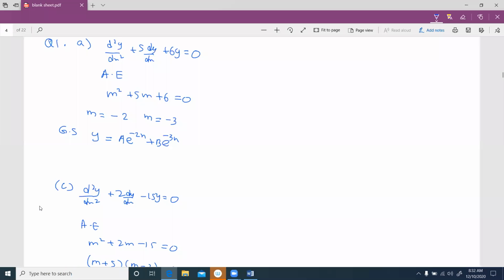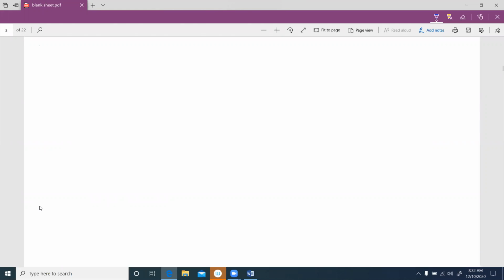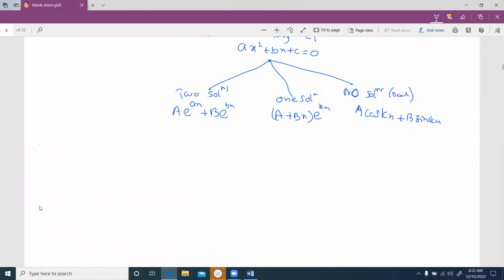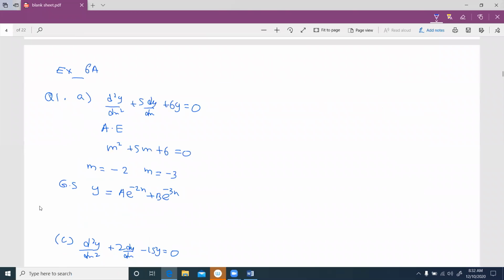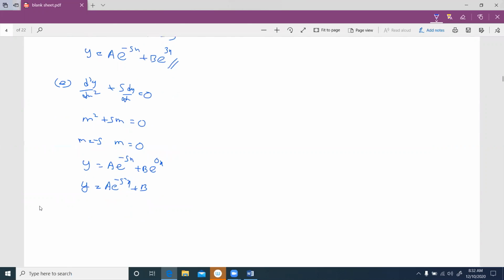So there are three types of auxiliary solutions we come across. The first option is if you get two solutions. If you get two solutions, we can put this equation. Here you have two solutions, because in this equation you get two answers. Understood? If you get two answers, you should write the format as a e to the power minus 5x plus b e to the power 0x. That's the format we write. Is that clear? Yes, sir, got it.